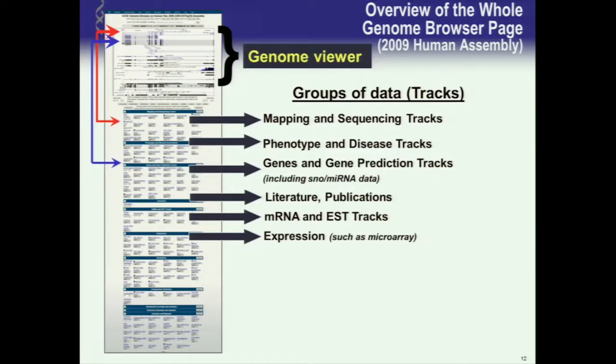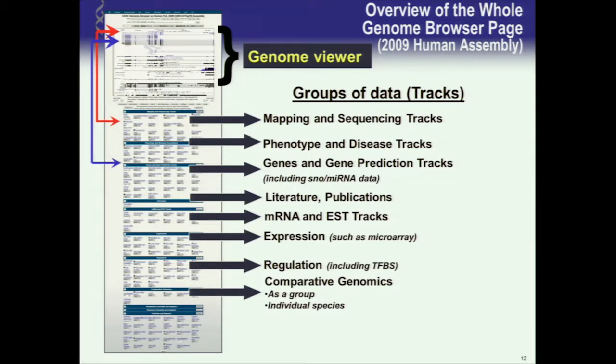Expression data, so you can see how highly a certain gene is expressed in different tissues. Epigenetic data, so annotation from things like ENCODE of transcription factor binding sites, DNA methylation, histone modifications, DNA hypersensitivity sites.